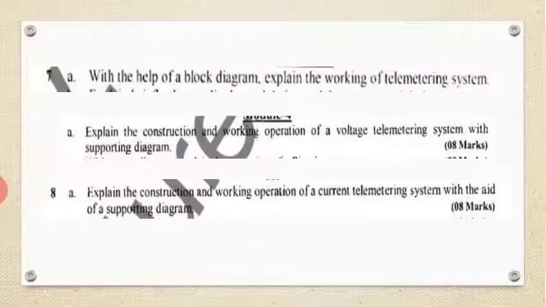This is the previous year question paper, where the questions are asked. The first question is, with the help of block diagram, explain the working of telemetry system. The next one is the construction and working operation of voltage telemetry system. And the third question is the working operation of current telemetry systems.